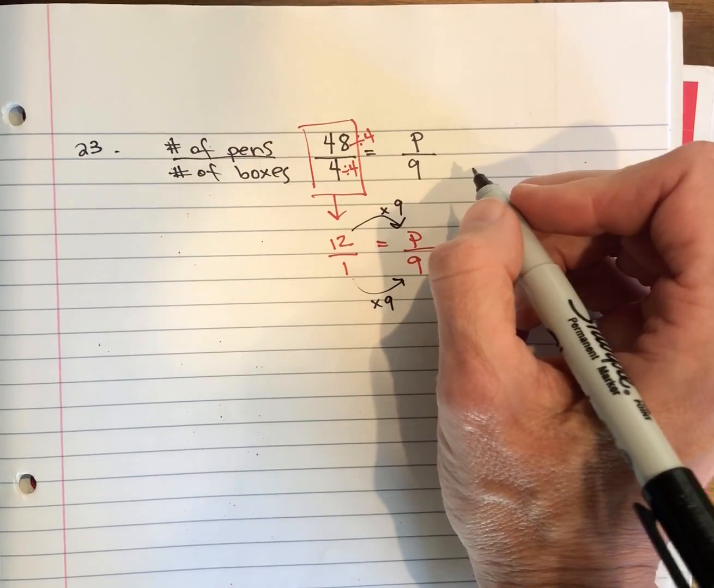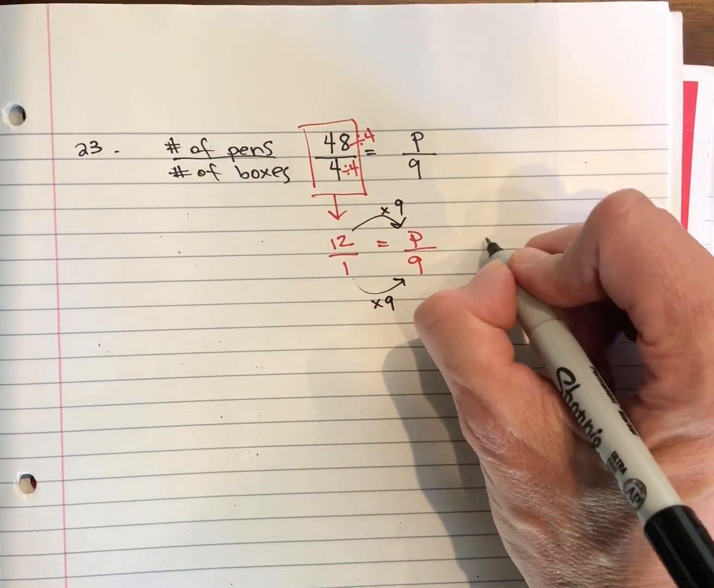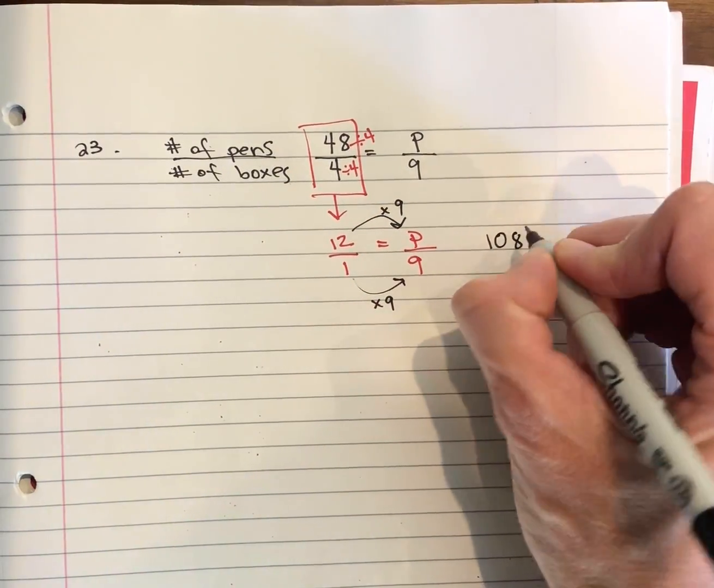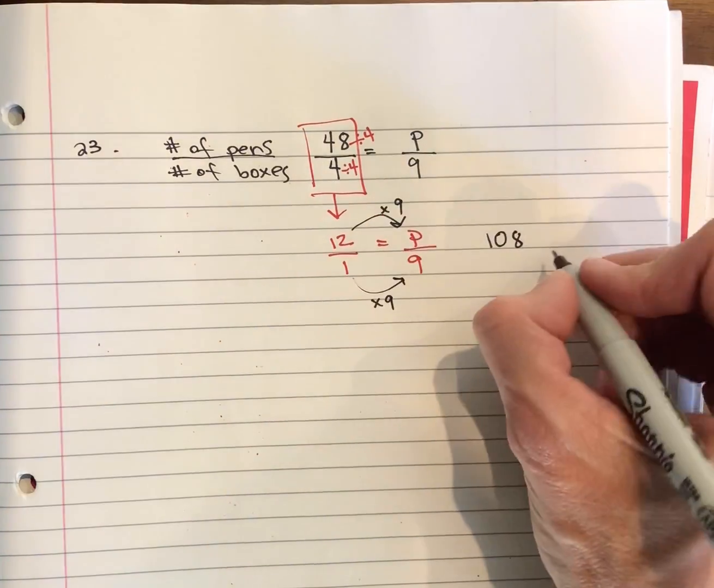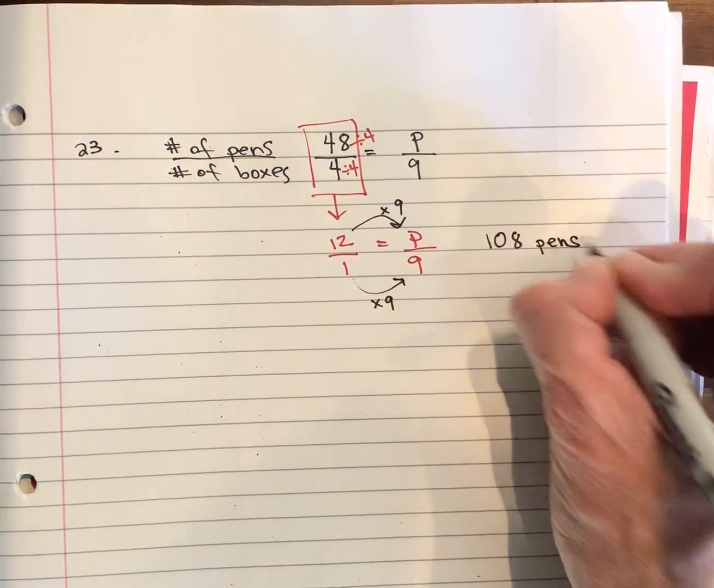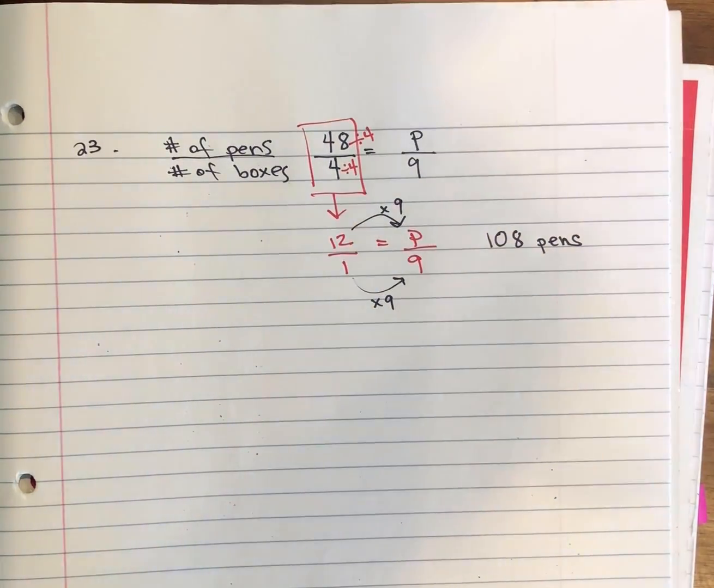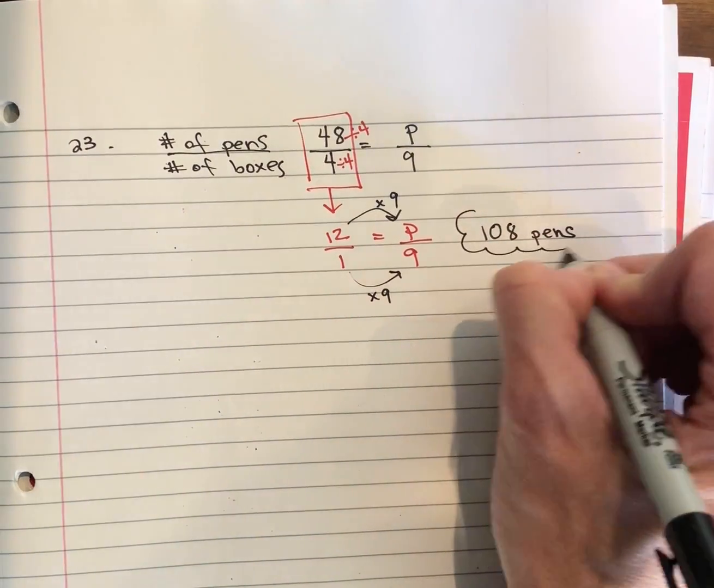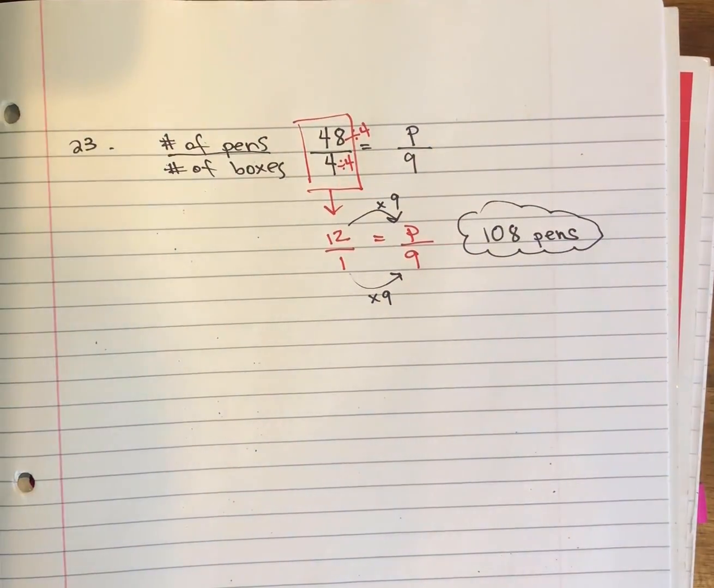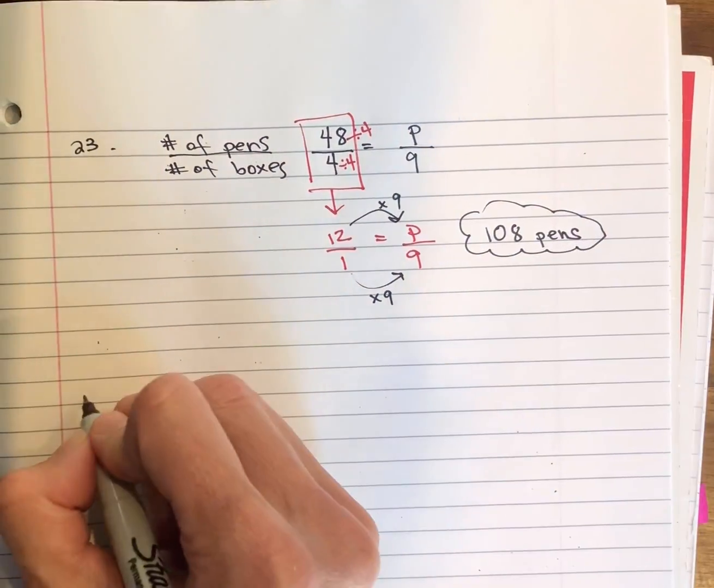So we do the same thing to the numerator. 12 times 9 is 108. So how many pens are in those 9 boxes? 108 pens. Okay? So this would be our final answer. That's what the question asked. 2 more, 25.